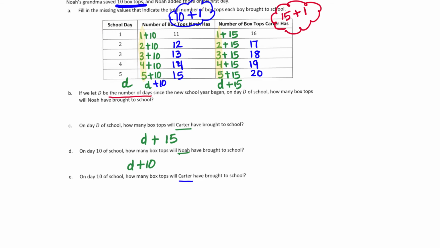So let's rewrite the expression. Let's write D plus 15. And we already know that it's on the 10th day. So we're just going to substitute D with the 10th day. And then we're going to copy the rest of the expression. We call that substitution. So then 10 plus 15 gives you 25.